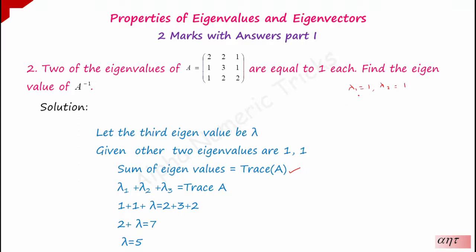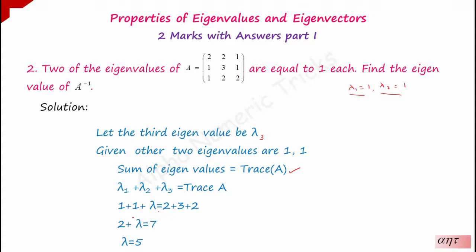So two lambda values are already given. Lambda 1 plus lambda 2 plus lambda 3 is equal to trace A. We have to write it. Lambda 1 is given, substitute as 1, and lambda 2 is 1, plus lambda 3. We take it to be lambda, or you take it as lambda 3 itself. Nothing wrong in that.